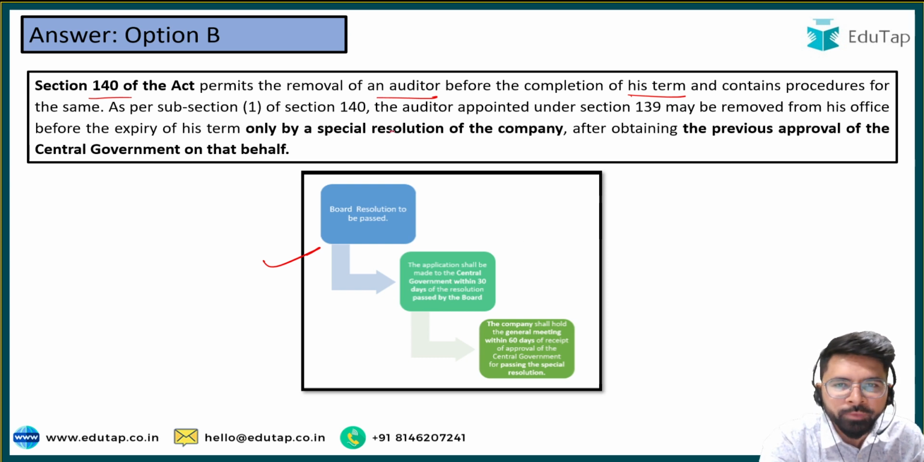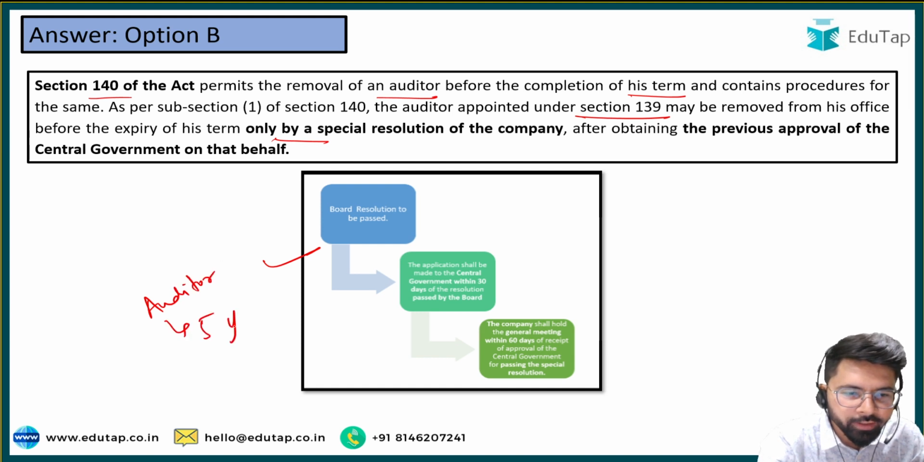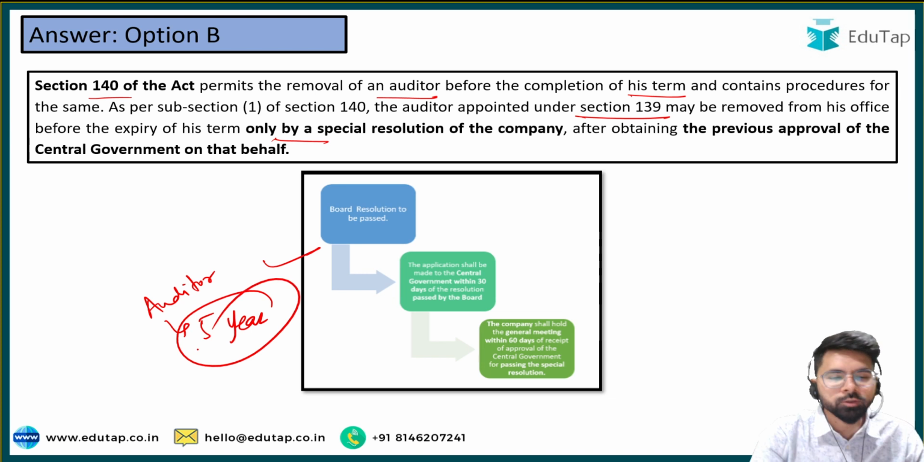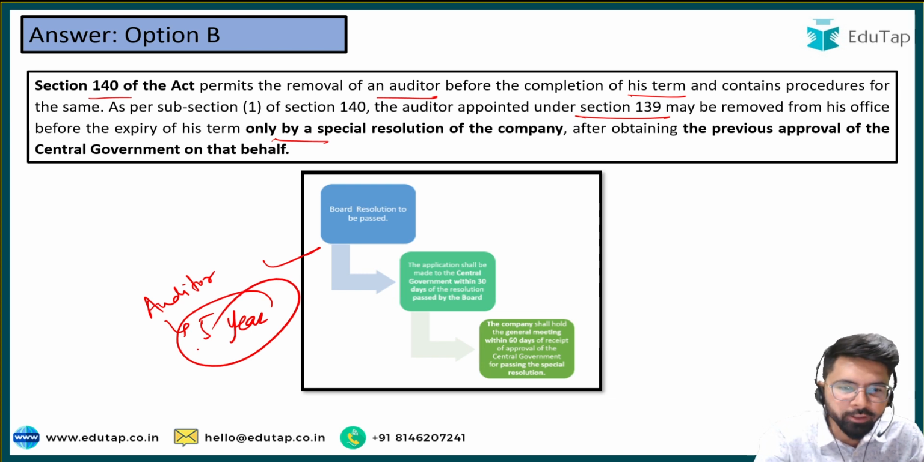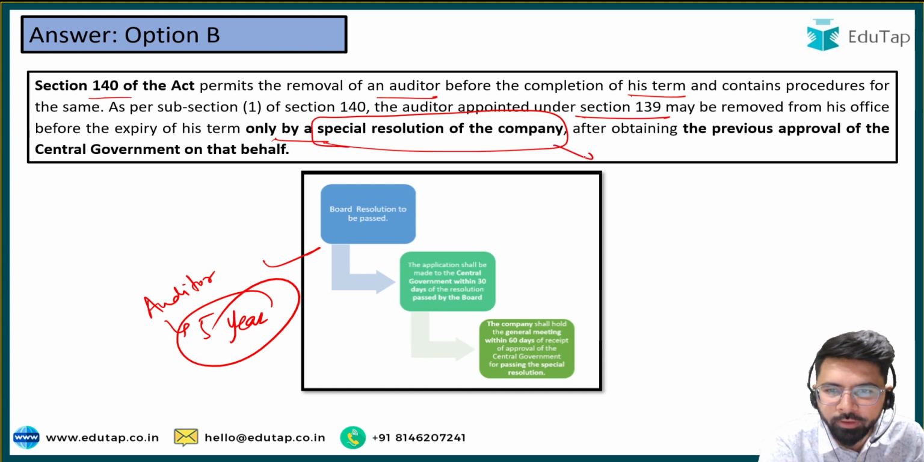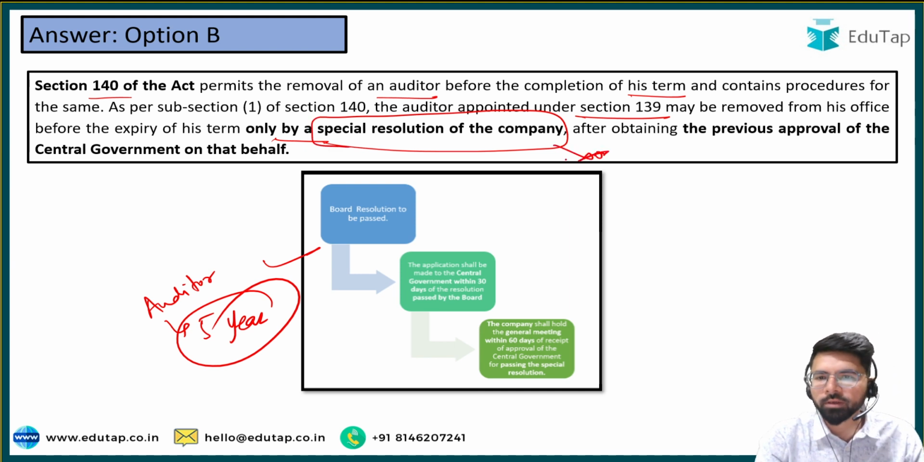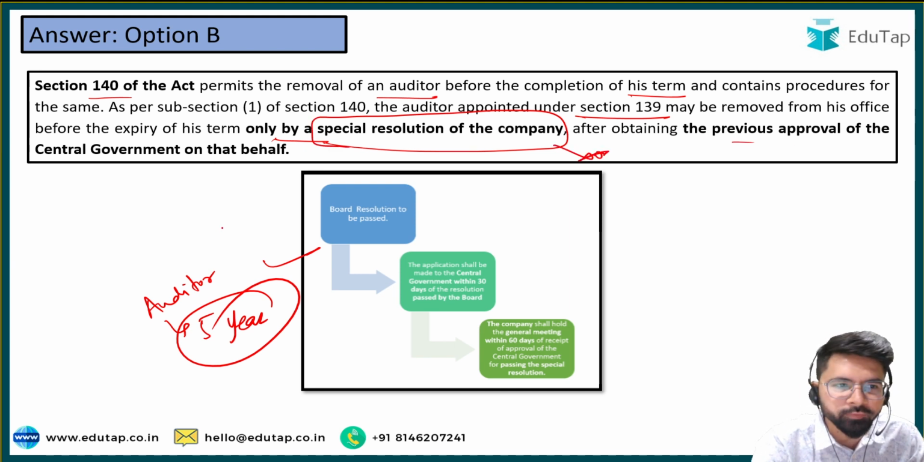We'll discuss it. The auditor appointed under section 139 may be removed from his office before the expiry of his term. See, I think in the last session we have discussed the term of the auditor is 5 years. So auditor may be removed before the expiry of his term by passing a special resolution of the company. This is very important. Special resolution of the company after obtaining the previous approval of the central government.